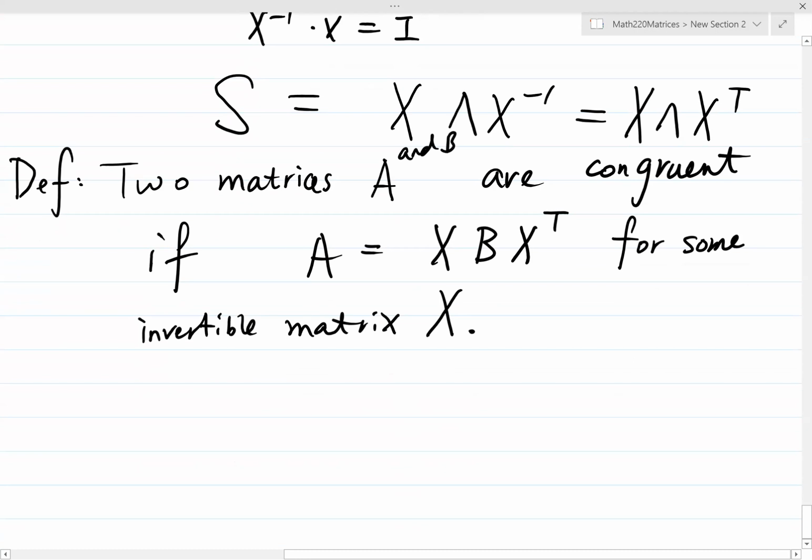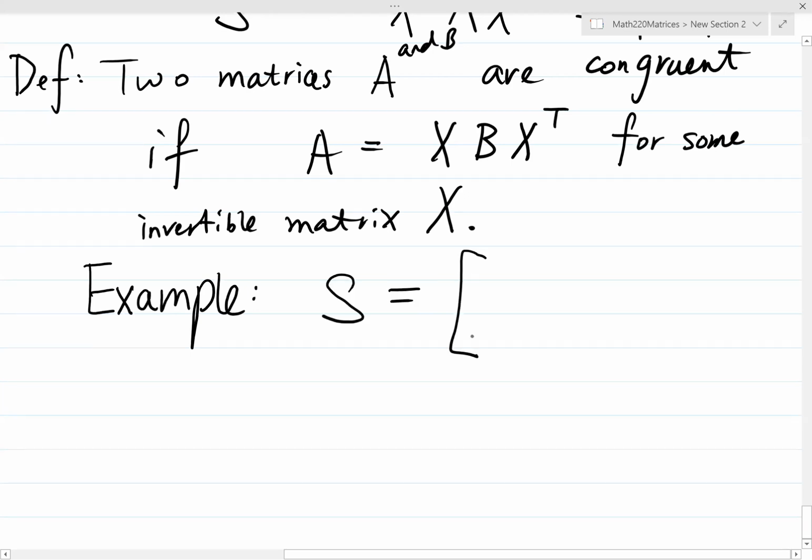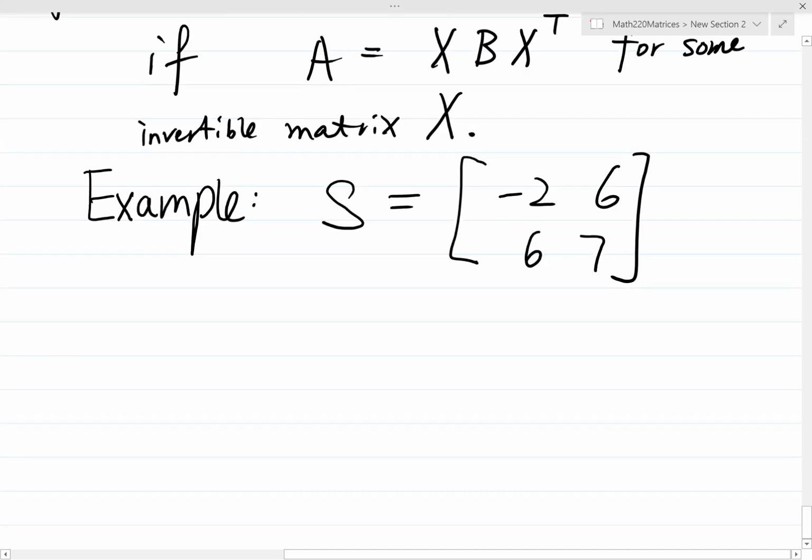Okay, let's see some examples. How do we write a symmetric matrix in terms of projection matrices? Let's see an example. Let S be the matrix with rows -2, 6 and 6, 7. First of all, it is symmetric. Now we find the characteristic polynomial, to find the eigenvalues and eigenvectors.